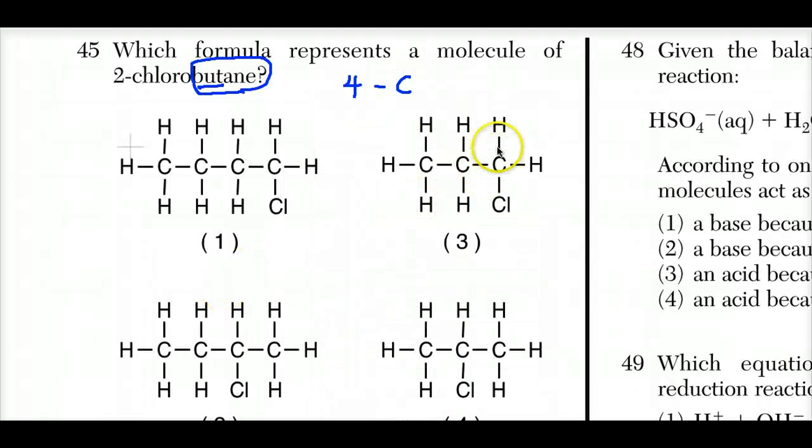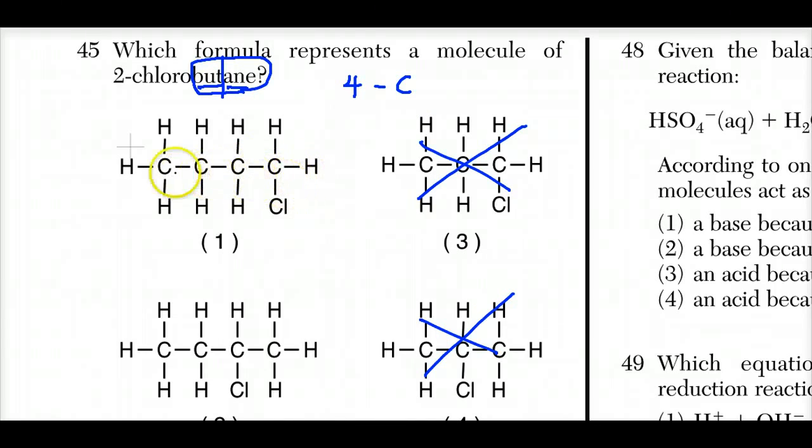So a 4-carbon chain gets rid of this guy, and that gets rid of this guy. So I'm left with choice 1 and choice 3. Now, 4 carbons is one of the keys. Now, the ane tells me that I have single bonds between them.